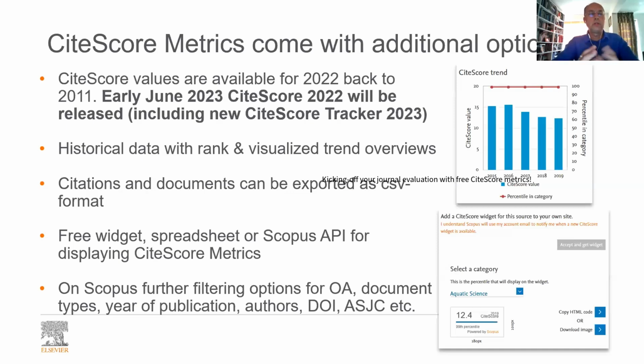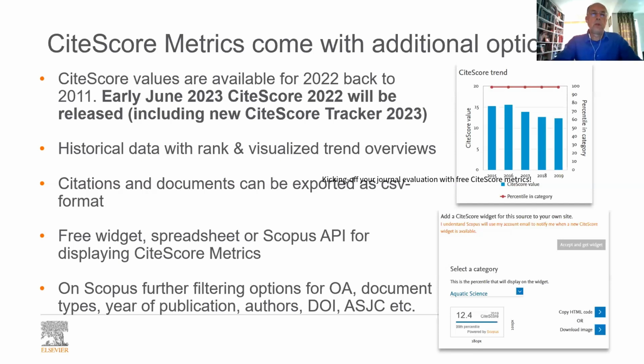So it's not just about CiteScore itself. It's also available for all the years back to 2011. And as you may have seen, early June this year, we have released the latest CiteScore Tracker 2022, which sometimes sounds confusing, but the 2022 implies that's the most recent complete year that was included in the metric.